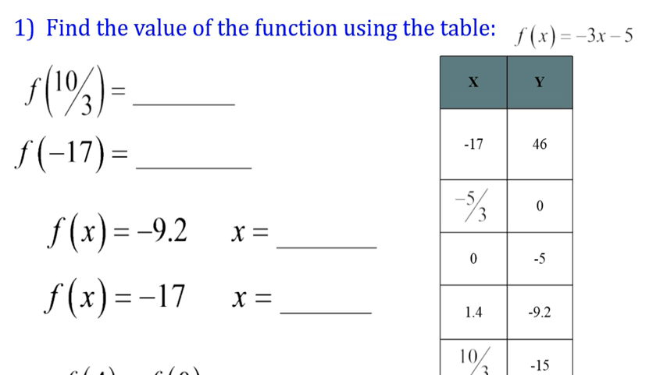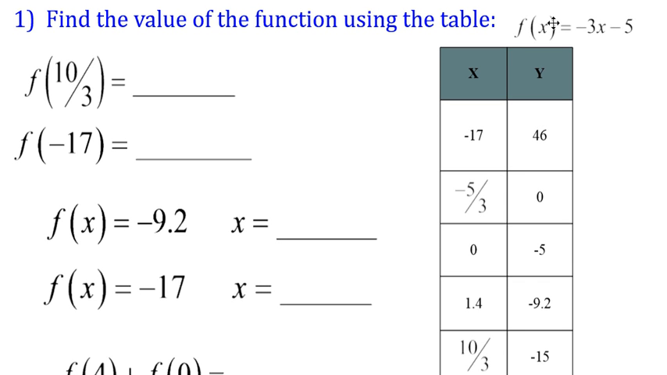We also could take a look at it in a table format that we talked about before. So here is our rule, our function f of x equals negative 3x minus 5. So we've got x, our inputs in a table, and y, or f of x, as our outputs in our table. So how do we read this?